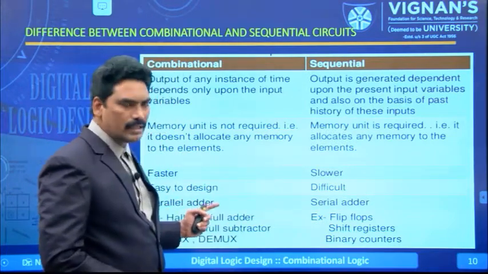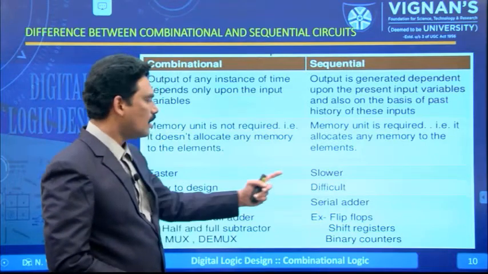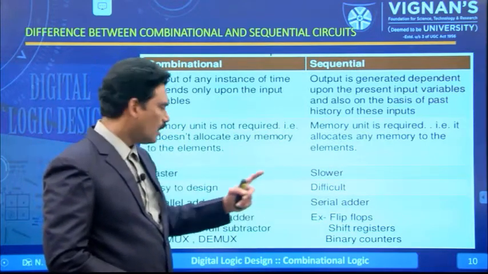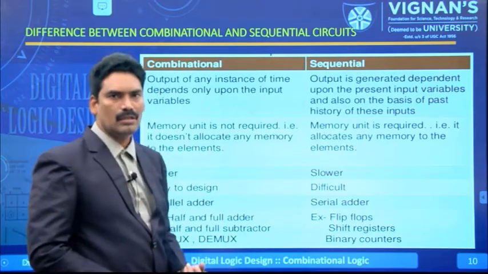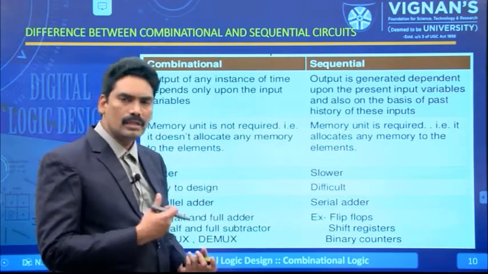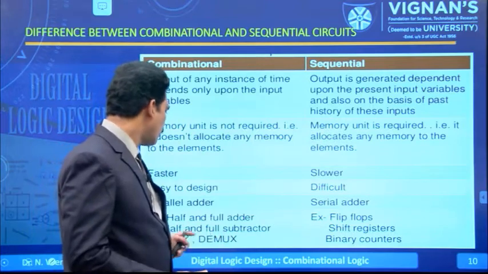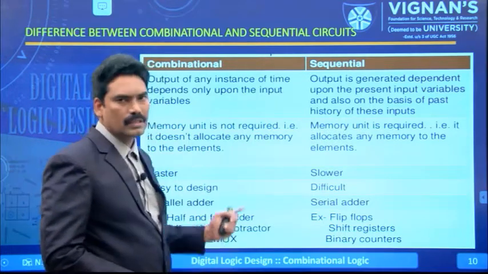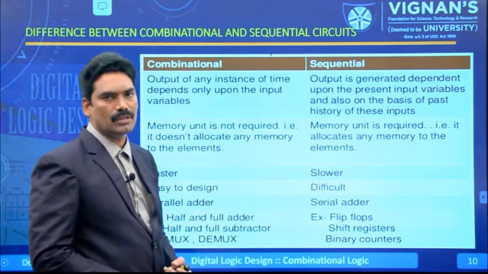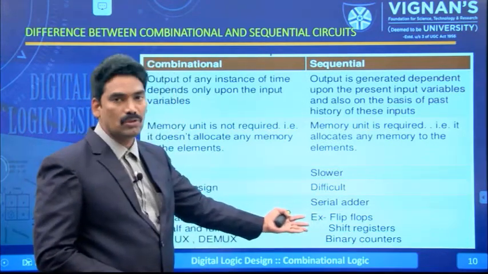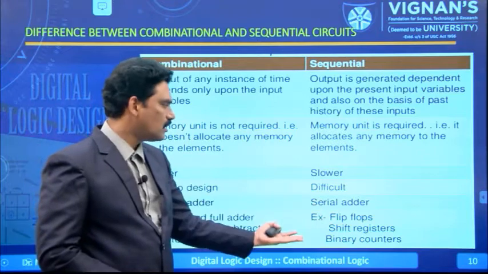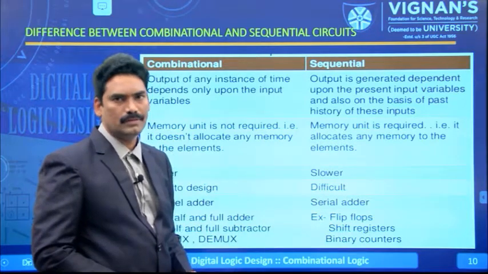The example of a combinational circuit is the parallel adder, and the example of a sequential circuit is the serial adder. Other examples of combinational circuits are half adder, full adder, decoder, multiplexer, and demultiplexer. The examples for sequential circuits are flip-flops, shift registers, and binary counters.